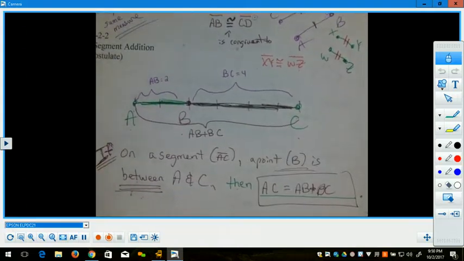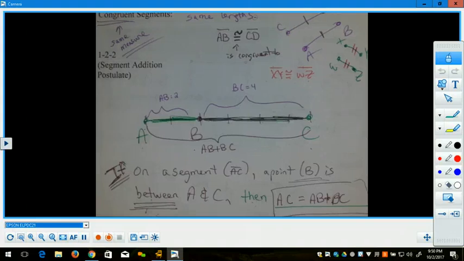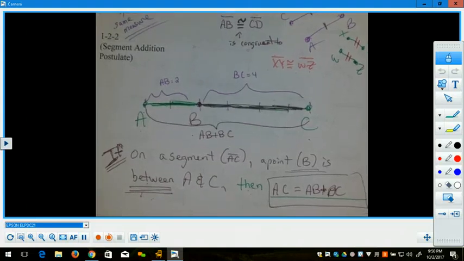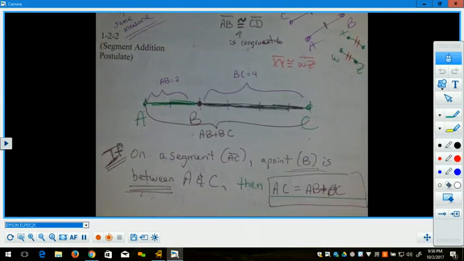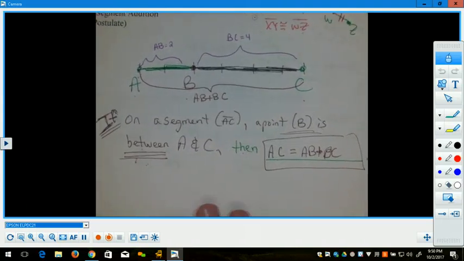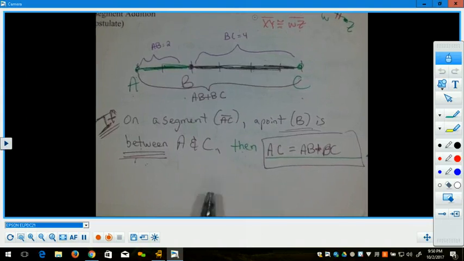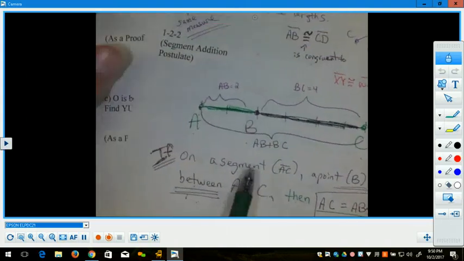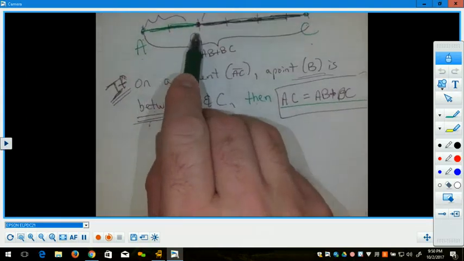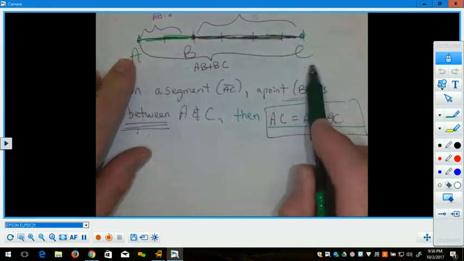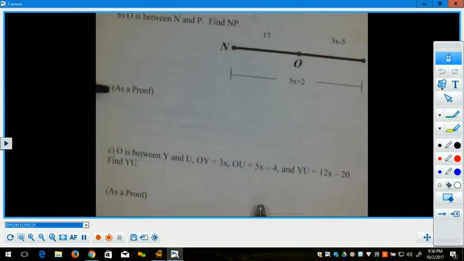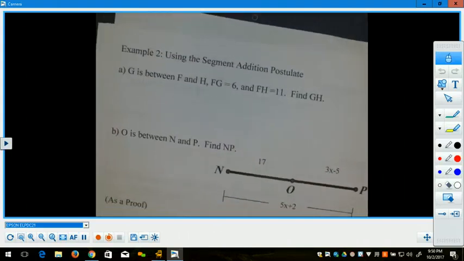And a postulate is something that is assumed to be true without proof. We don't have a way to prove it other than using numbers and visual examples. We can't prove that it's always true, but we can't prove it's false either. So it's something that we assume to be true without proof. We'll talk about postulates versus theorems later. So segment addition postulate: if you've got a point between two others, then that piece plus that piece adds up to the whole distance.